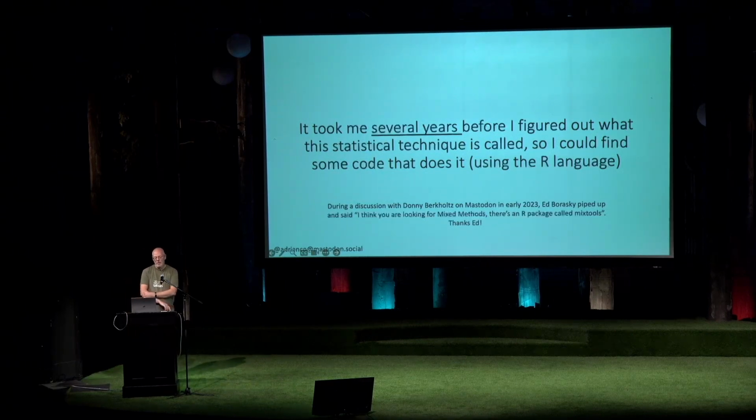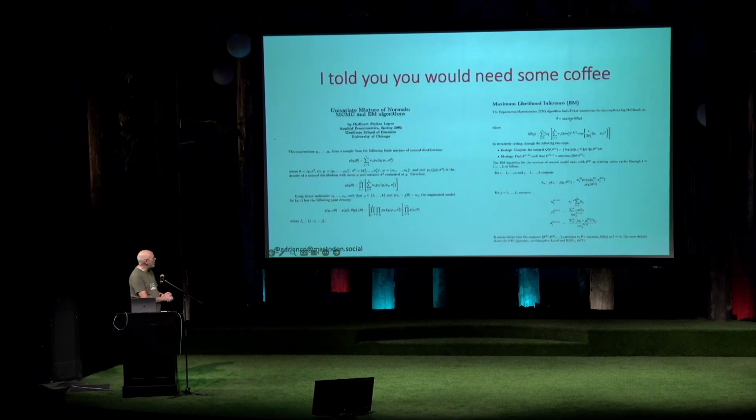So that didn't work. But then earlier this year, like in January or something, Danny Burkholz was on Mastodon, and we were chatting, and he knows R, and he knows statistics, and I was trying to explain to him what I was trying to do, and then Ed Baraski, who I'd never heard of before, just pipes up and said, oh, that's called mixed methods. Okay, and they sent me an R routine, and now I have all the stats. Yeah, great, now I know what I'm trying to do, which is a bit weird. All right, so this is what we're trying to do.